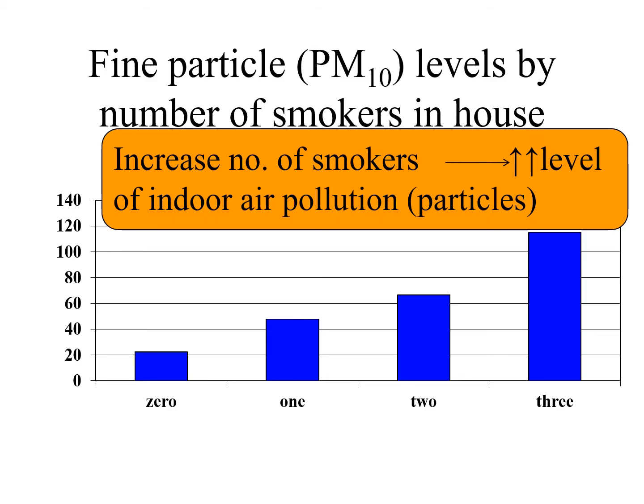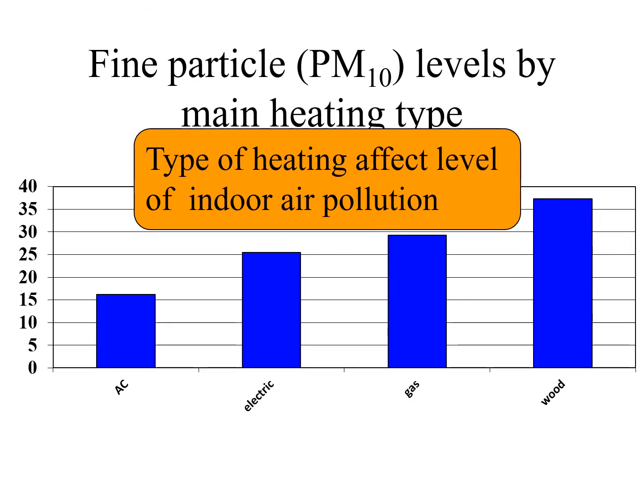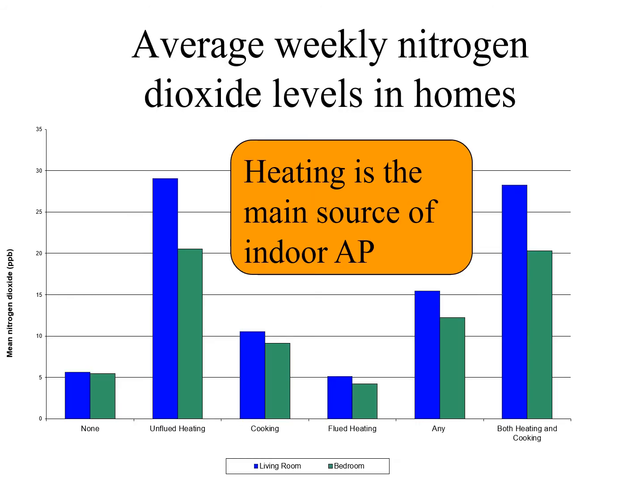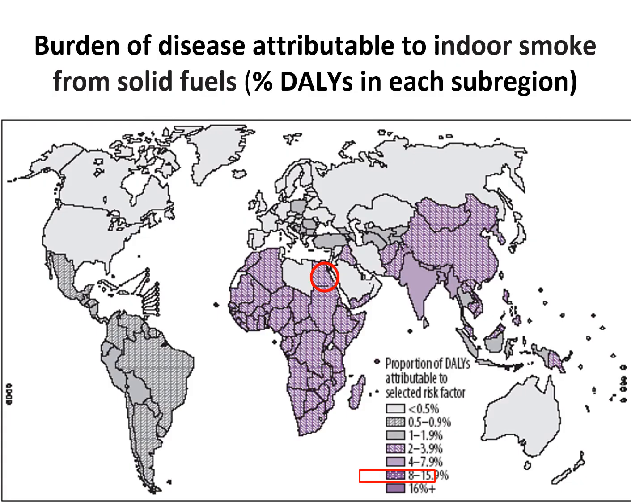Here are particle levels by number of smokers in the house. An increase in the number of smokers will lead to a high increase in the level of indoor air pollution. Here is how the main type of heating affects the level of indoor air pollution: average weekly nitrogen dioxide levels in homes. Heating is the main source of indoor air pollution.